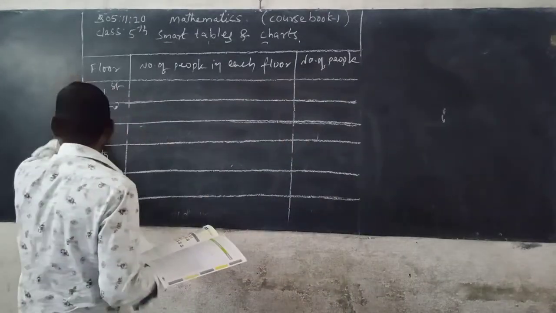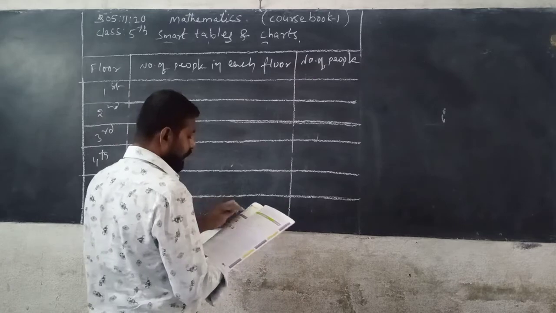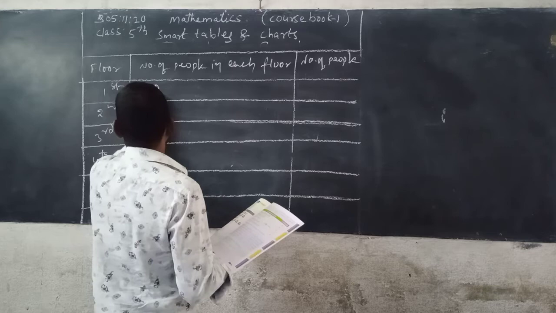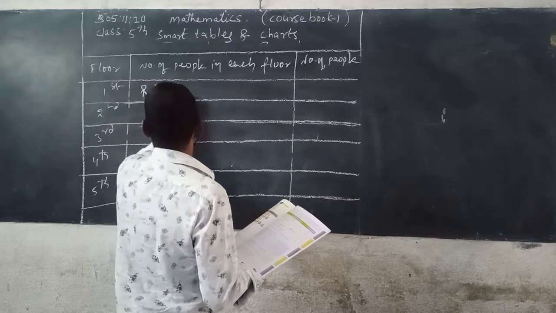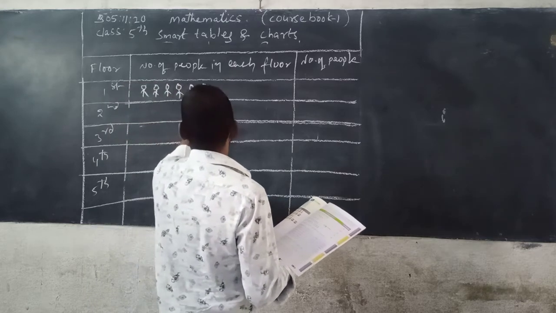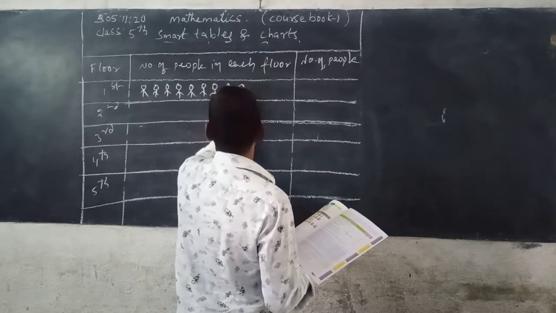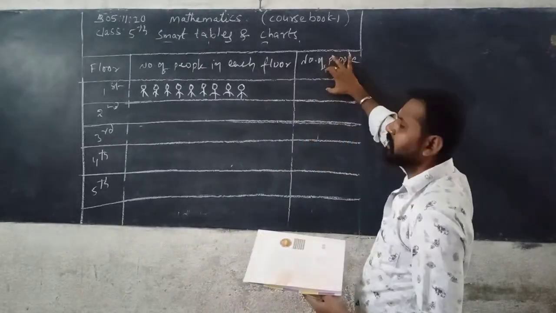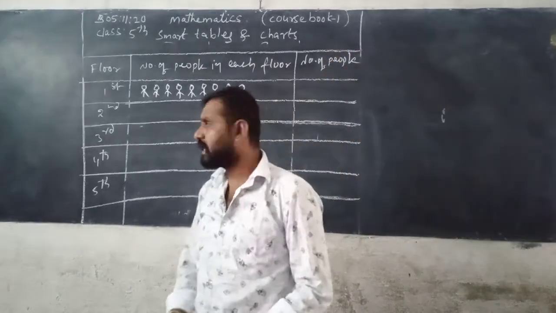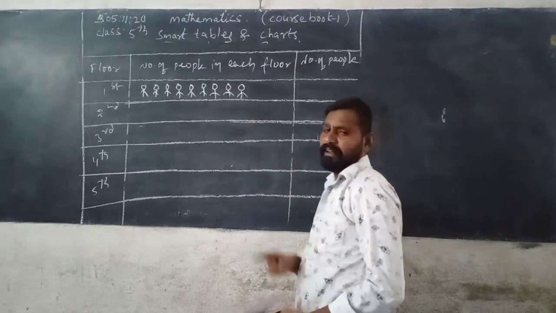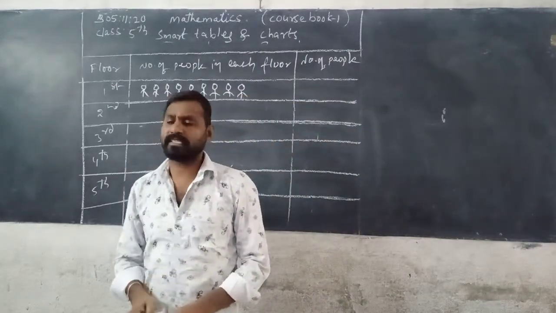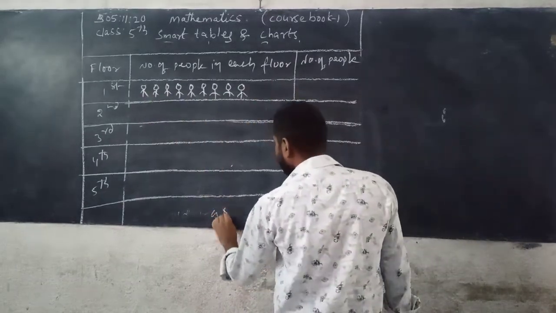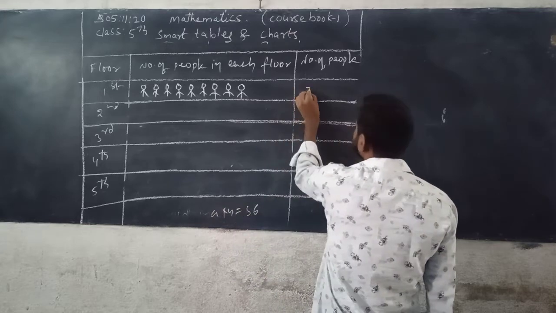See here, listen carefully. First floor, how many? 9: 1, 2, 3, 4, 5, 6, 7, 8, 9. You can find out the total number of people living on the first floor. What is the scale? One person is equal to 4 persons. So here 9 persons, 9 into 4, you get 9 fours are 36.